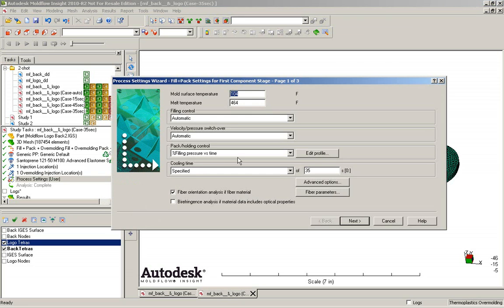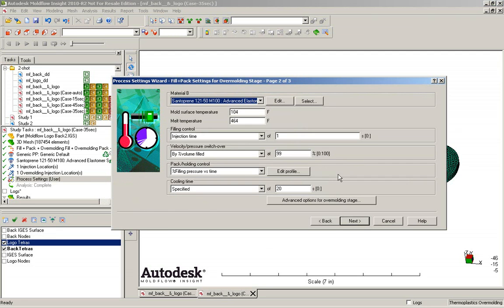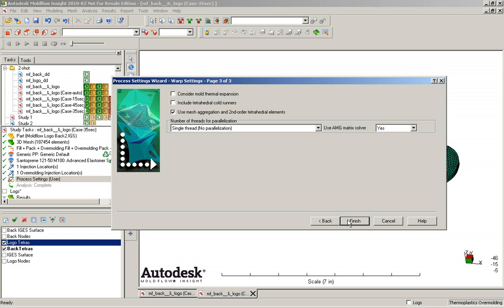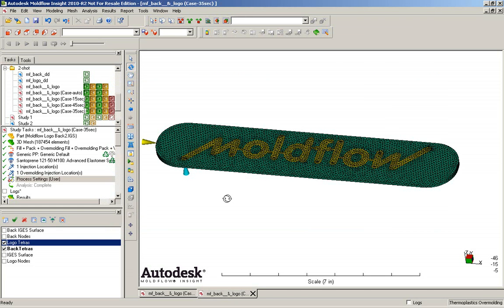We can also set up the process settings for the first component, showing the filling control, packing control, and cooling, until we switch to the second component, where we can again set the filling control, packing control, and cooling for the entire cycle. And since we are going to simulate the shrinkage and warpage of the components, we set up the warpage to work for both components assembled together.